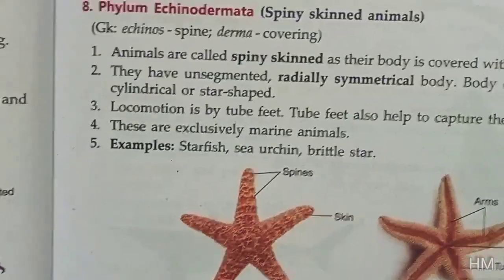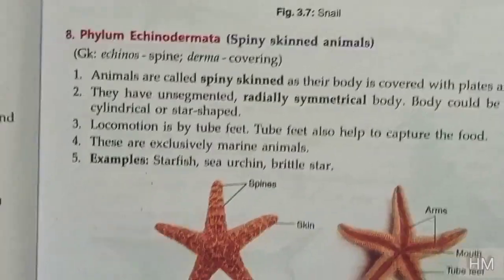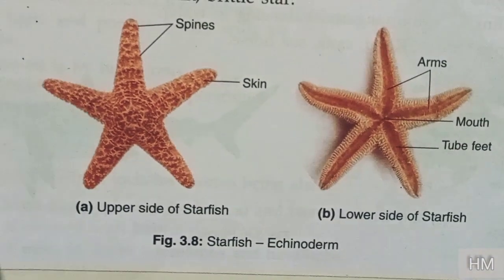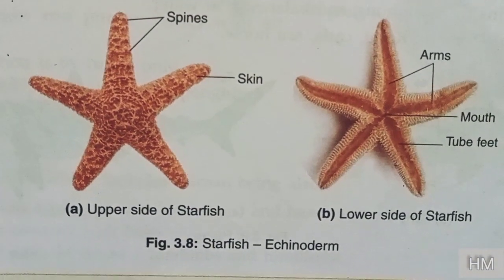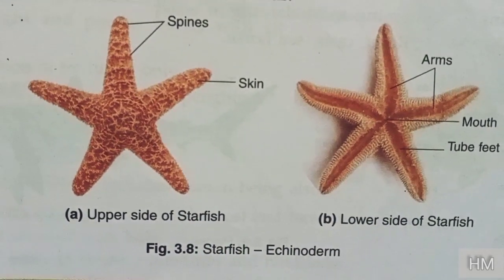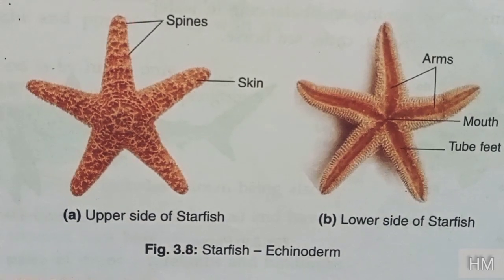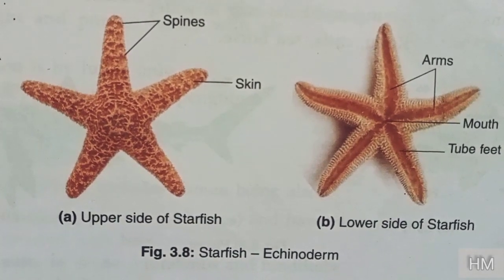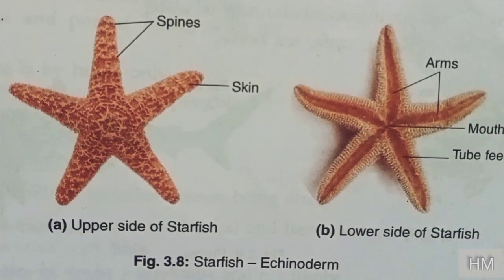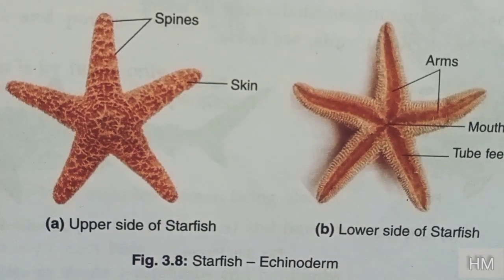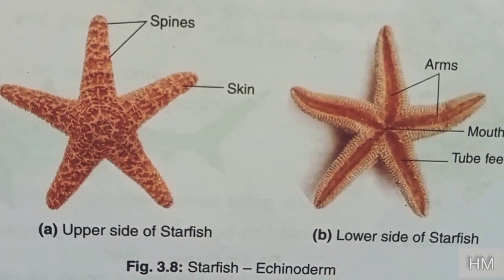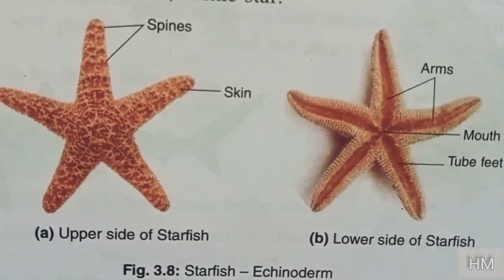We'll go to the next phylum, that is phylum Echinodermata. Earlier I said echino means spines, whereas dermata means covering or skin. So these animals are called spiny skinned as their body is covered with plates and spines. They have an unsegmented, radially symmetrical body. Very important, radially symmetrical. What is radially symmetrical? That means no matter which plane you cut this organism by, you are going to get equal halves. The body could be spherical, cylindrical or star shaped.